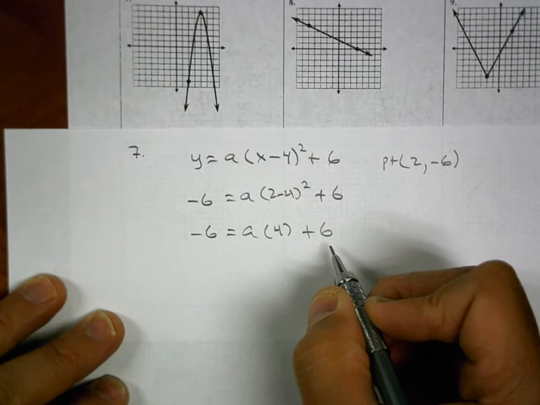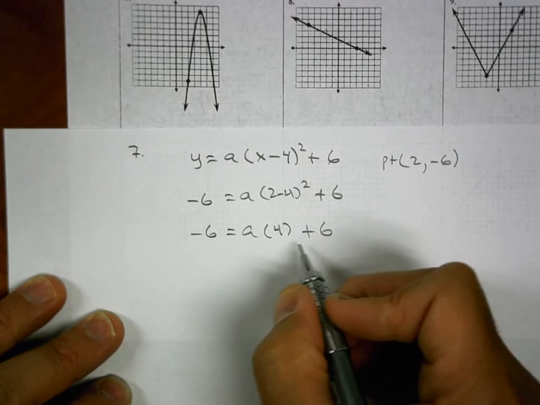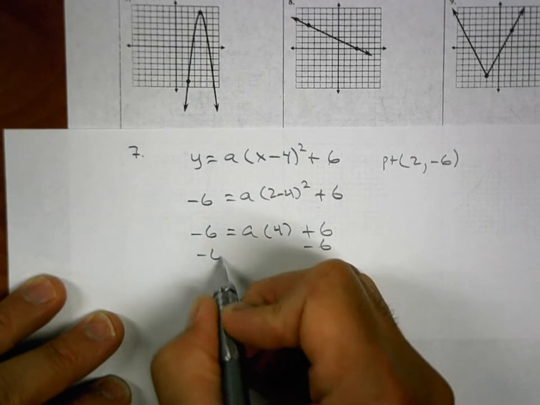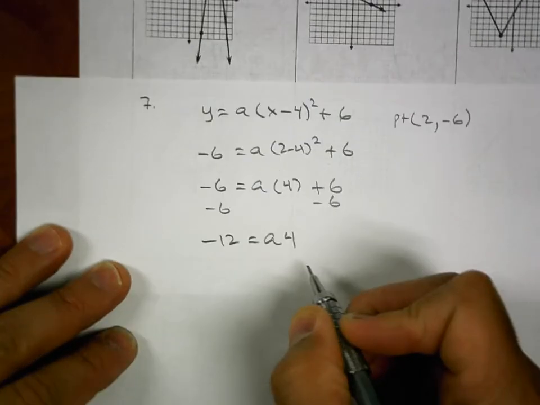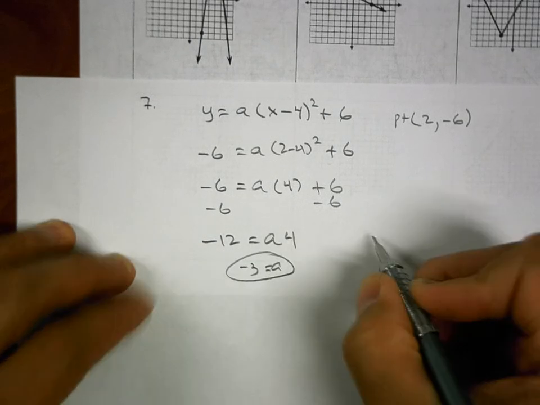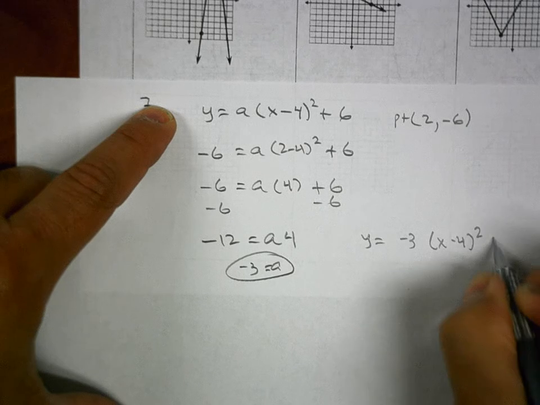Good. From here, okay, stop right there. Don't add that. That's not 10, whatever. Subtract 6. Subtract 6. That's negative 12 equals a times 4. And then you divide. Good. Excellent. A is equal to negative 3. So the equation y equals negative 3 times x minus 4 squared plus 6. That's the equation.